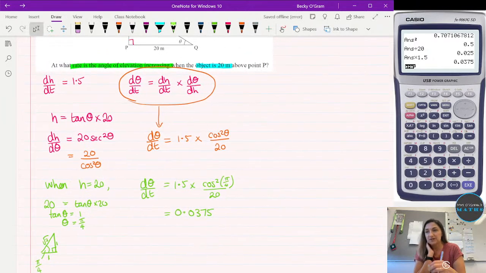We're measuring this angle here. We're in radians. So that's being measured in radians, and it's a rate. So it's how many radians it's changing per second.